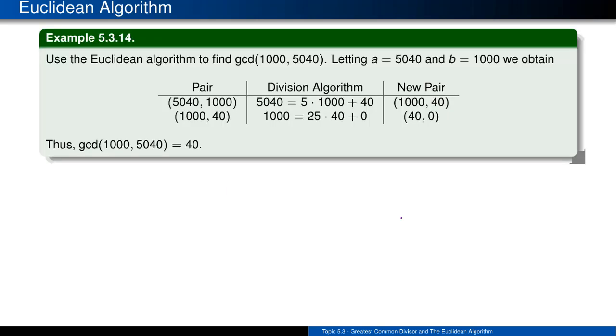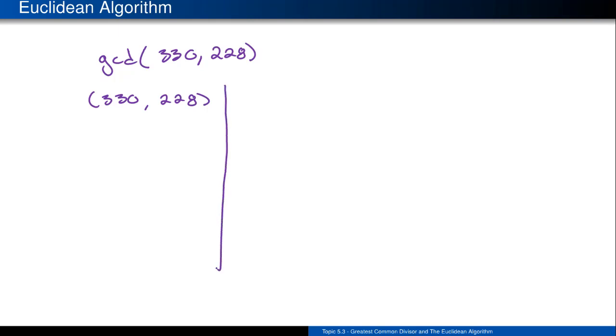So here's my double check to make sure I did it correctly. So we're going to go ahead and dive into another example. In this case, I'm going to be looking at the greatest common divisor of 330 and 228. So like I mentioned before, I'm going to start with the larger of the two numbers. So in this case, 330 and 228. I'm going to try to run this algorithm on this thing.